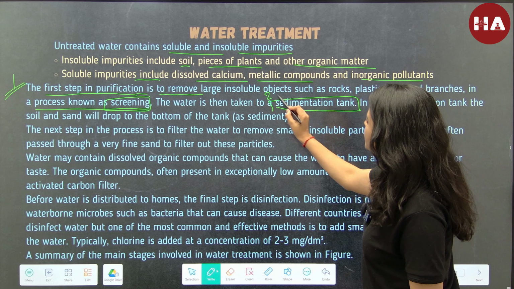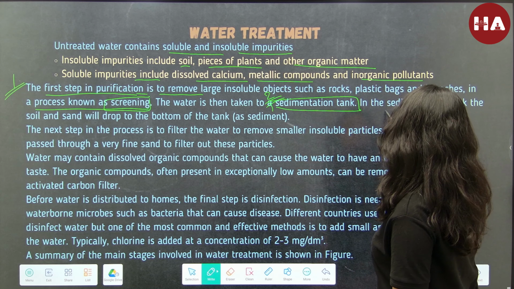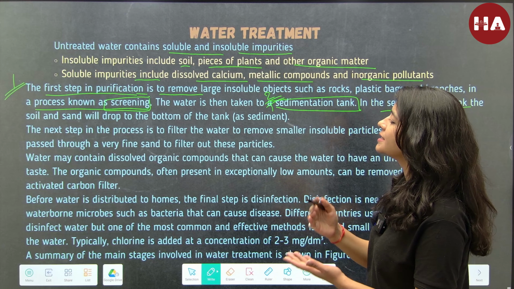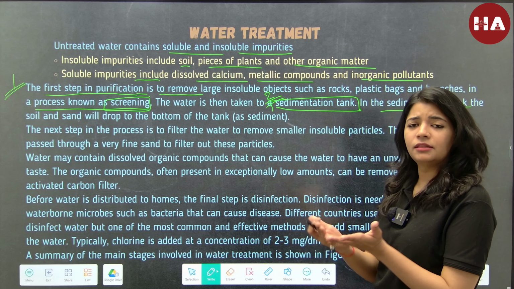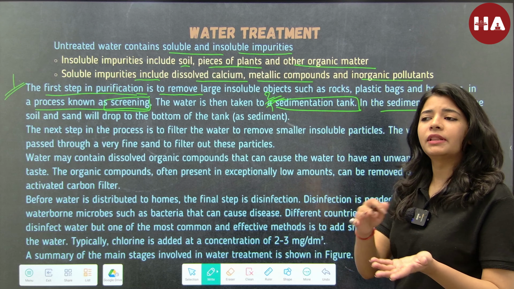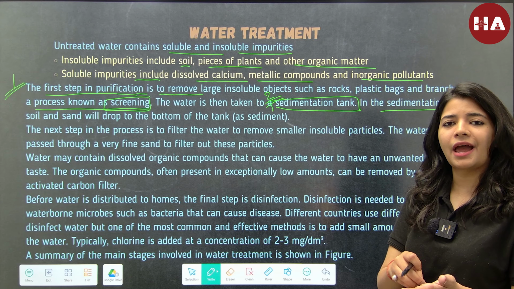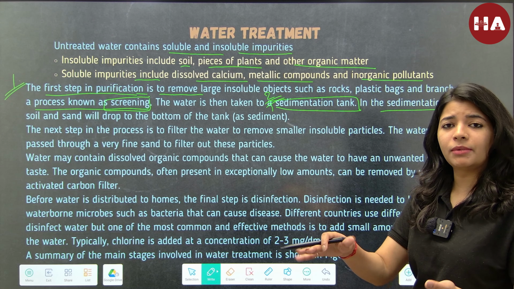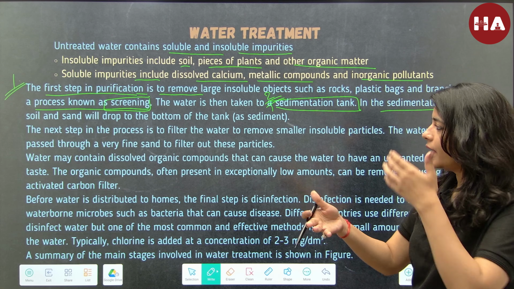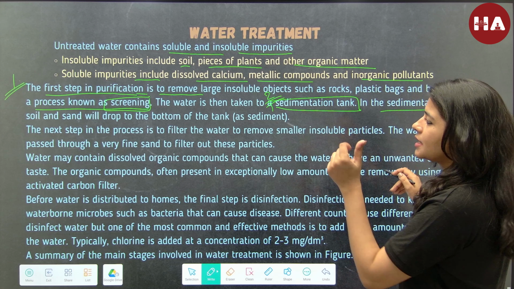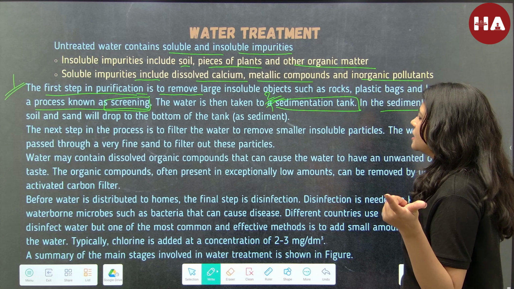The second step is your sedimentation tank, in which what happens? In the sedimentation tank, the soil and sand will drop to the bottom of the tank. This is what sedimentation is, right? When the heavy substances like soil and sand settle at the bottom and the water is above that. This is how it is separated. So the first step, screening, and the second step, sedimentation, are clear.